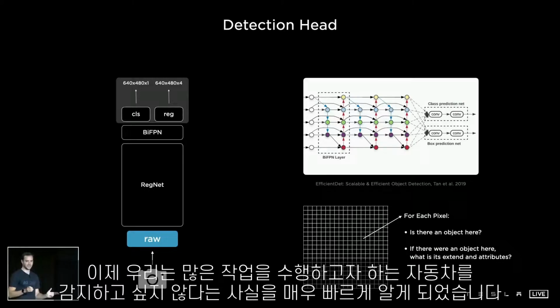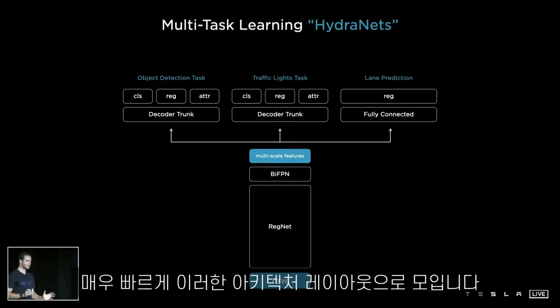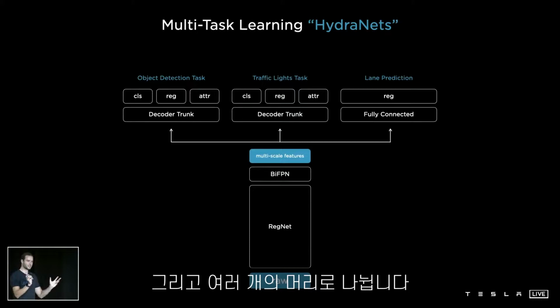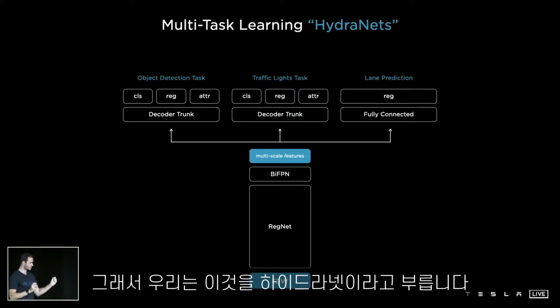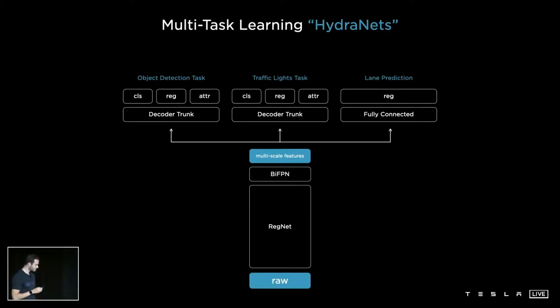Now, very quickly we discovered that we don't just want to detect cars, we want to do a large number of tasks. So, for example, we want to do traffic light recognition and detection, lane prediction, and so on. So very quickly, we converge in this kind of an architectural layout where there's a common shared backbone and then it branches off into a number of heads. So we call these, therefore, hydranets, and these are the heads of the hydra.